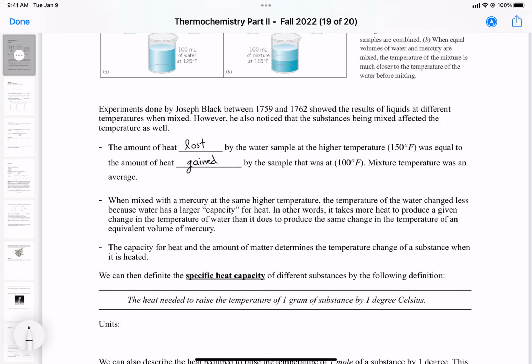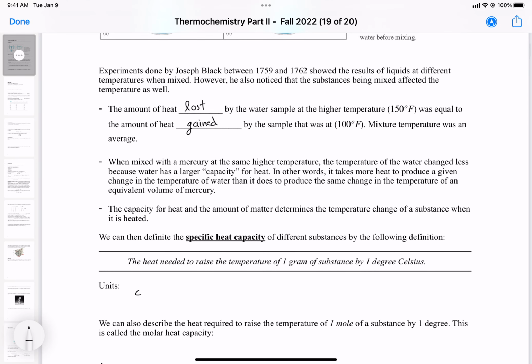Now, the units for specific heat capacity are usually one of these: calories per gram degree Celsius, or you could represent it in Kelvin, so cal per gram Kelvin. So there are two ways we can do this. This would be the units for specific heat capacity: cal per gram degrees Celsius.